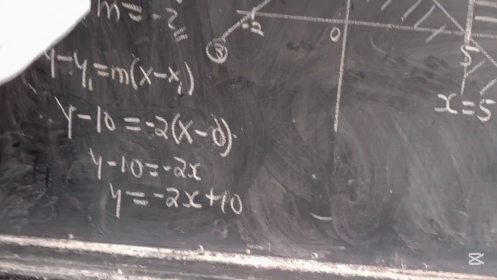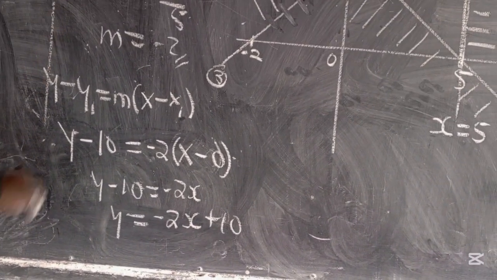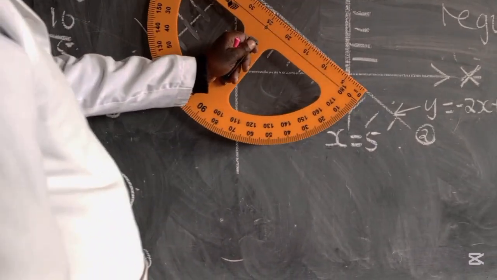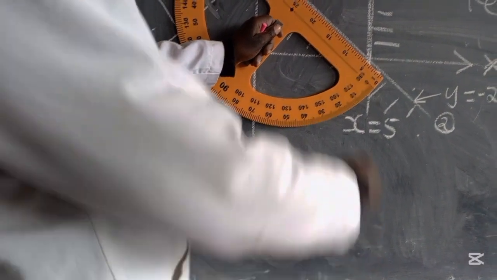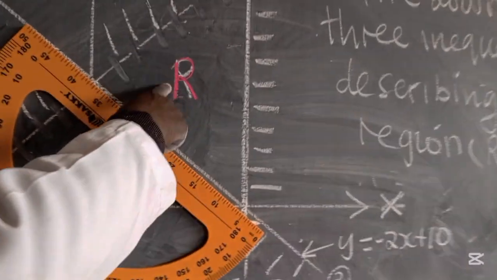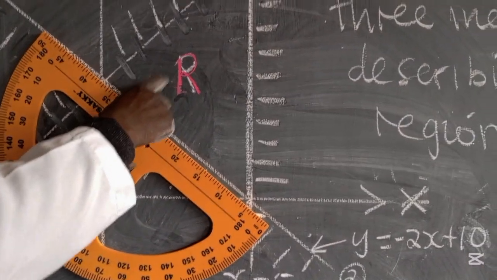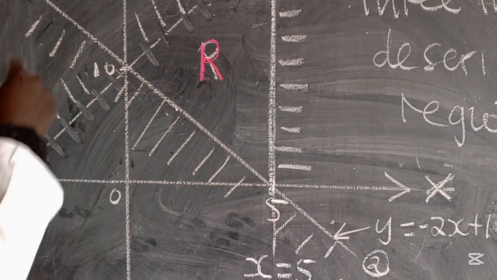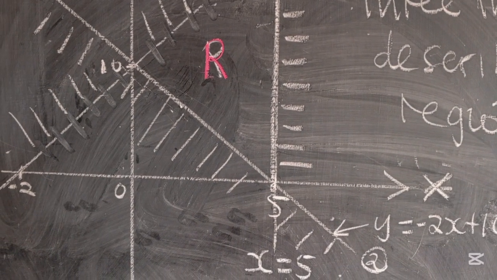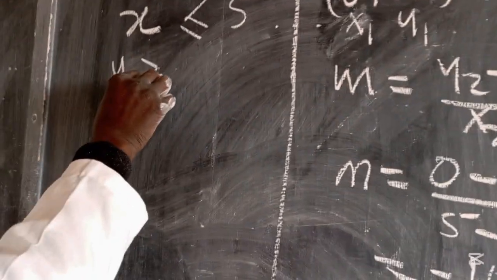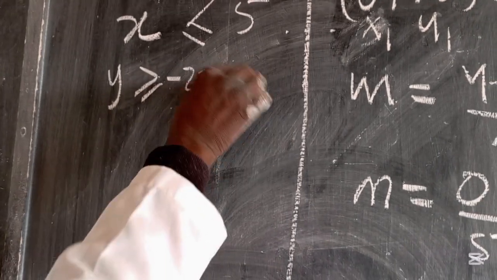I'm just showing you how we waste the time. We haven't answered the question. Now you come back here and say, okay, where do I find the R? It is above. Since it is above, we are considering the answers, meaning the solutions are above, which is greater than this line. So I will say greater or equal to, looking at the solid line. So I will say y is greater or equal to negative 2x plus 10.